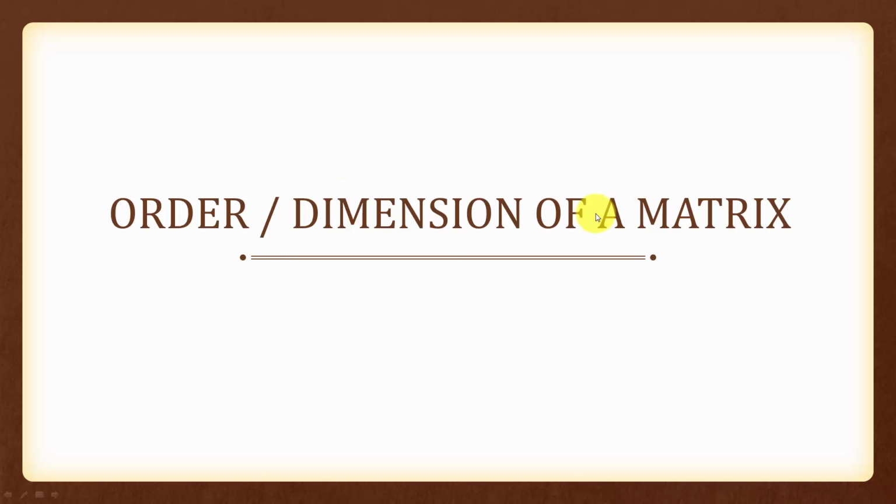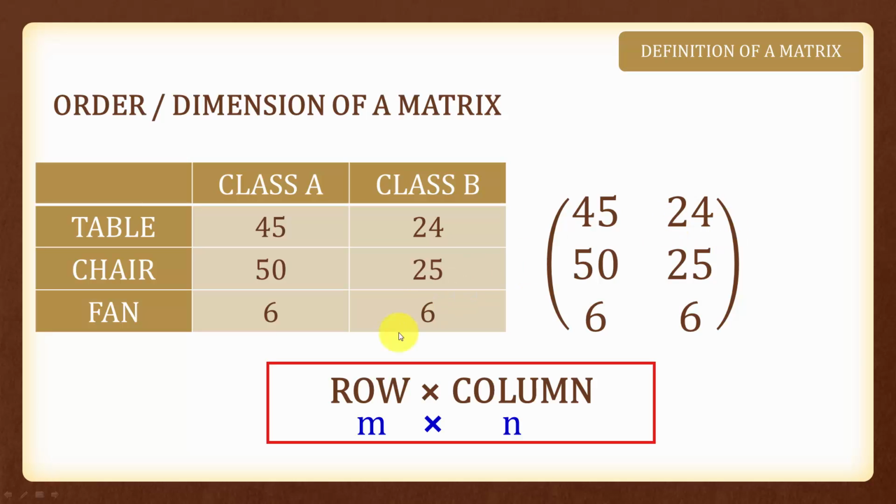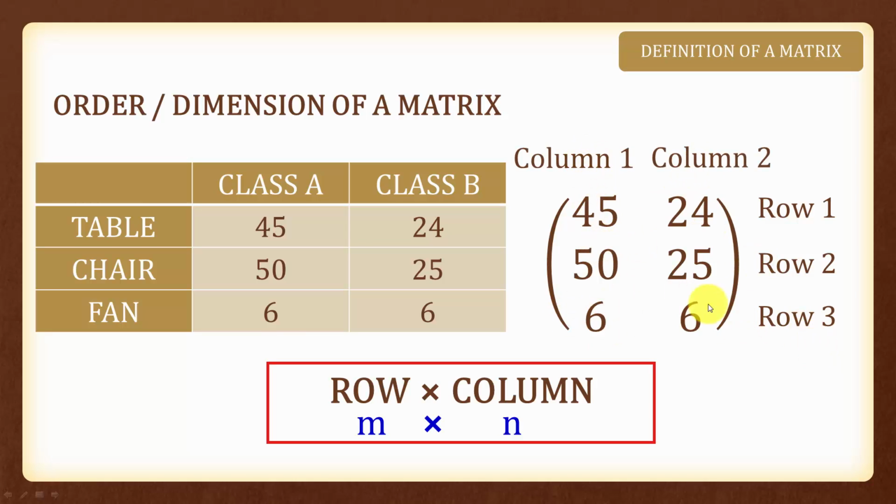Let's look at the order, or what we call the dimension, of a matrix. The order of the matrix is written as row by column, and it is commonly represented as M by N. The multiply sign here is read as "by", and hence we read this as row by column, or M by N. The rows are represented horizontally, while the columns are represented vertically.